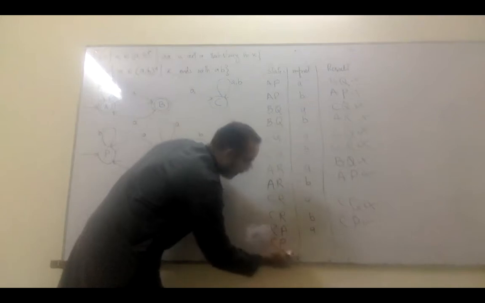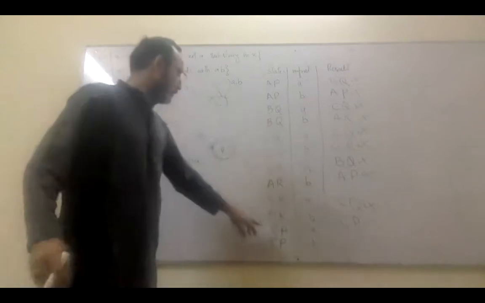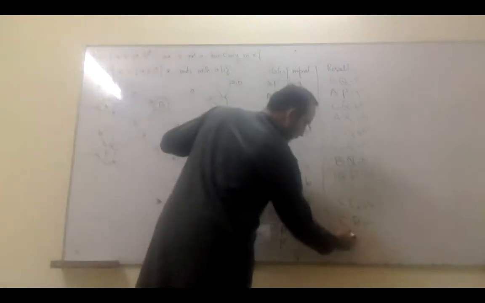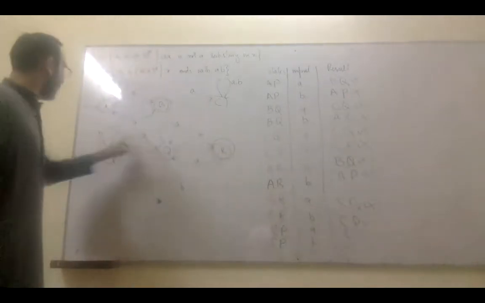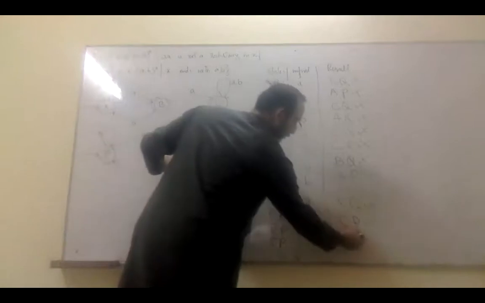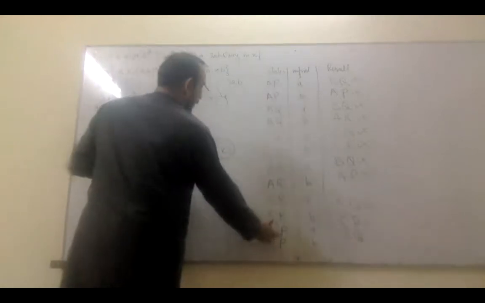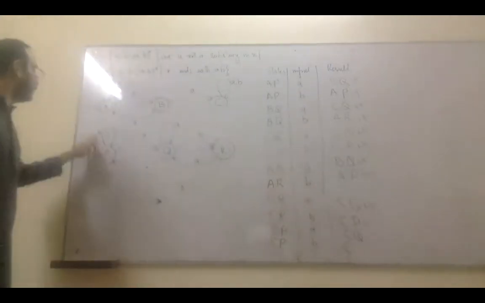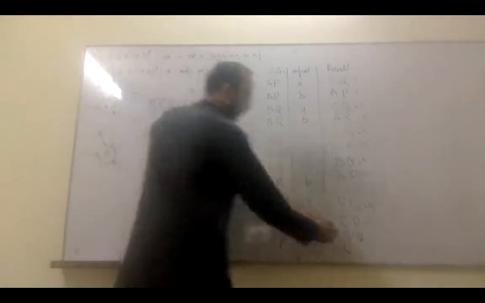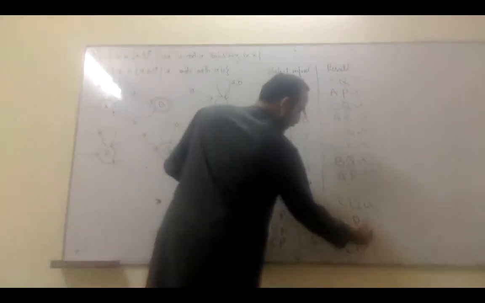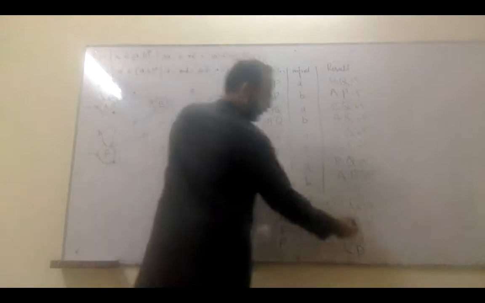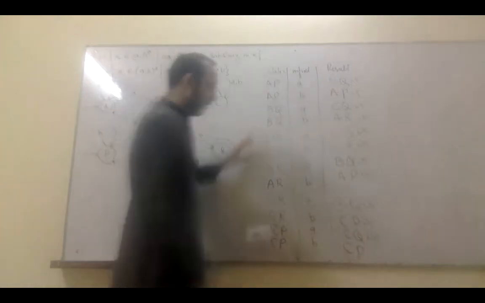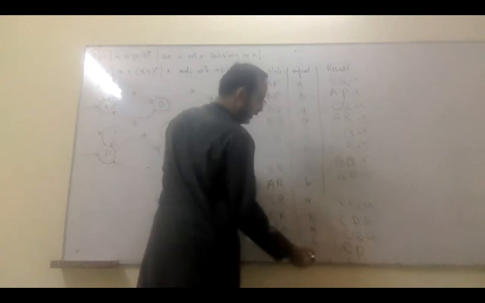and CP with B. So C with A, I am reaching at C. P with A, I am reaching at Q. C with B, I am reaching at C, and B with B, I am reaching at B. Now check this. So this is now finished, CP. I have to check CQ. CQ is available, so I don't have to check.